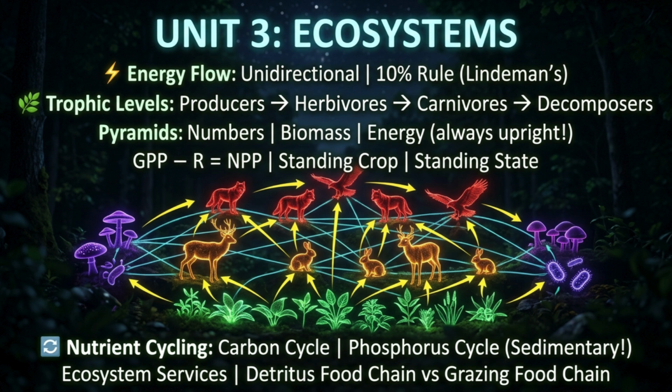Now, nutrient cycling. Carbon cycles through the atmosphere and is gaseous in nature. Phosphorus cycle is sedimentary. It goes through rocks and soil. There is no atmospheric phase. That distinction has appeared in NEET multiple times. Decomposers, mainly fungi and bacteria, are the unsung heroes of nutrient recycling.